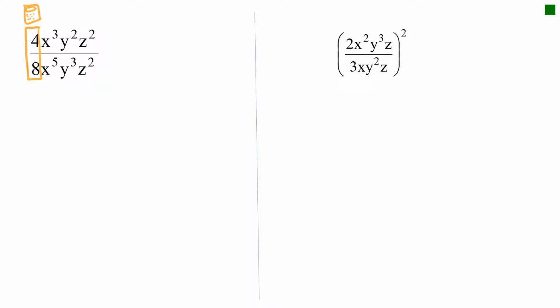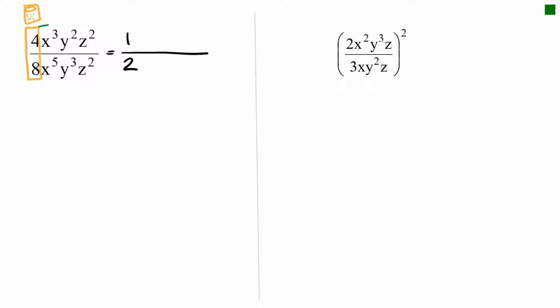So if I reduced 4 over 8, it would be 1 over 2. So that's the fraction part. You just reduce it. You don't do any subtraction. You don't do anything weird. Those are rules for powers or for exponents. For numbers, you just follow the number rules.